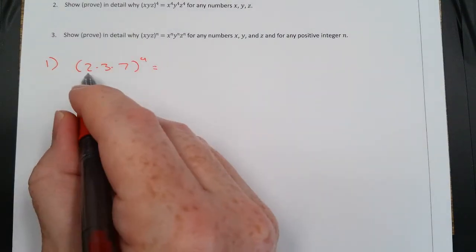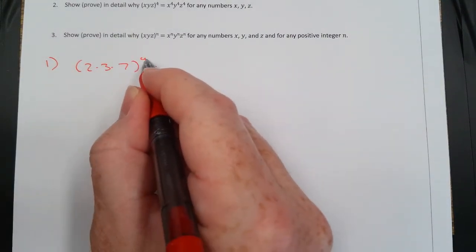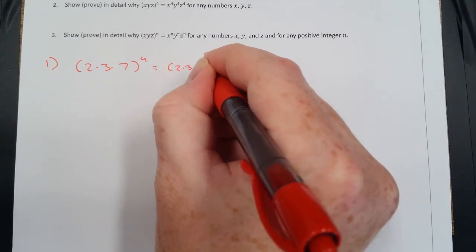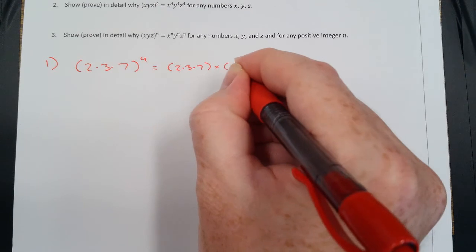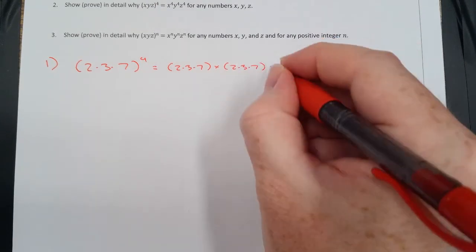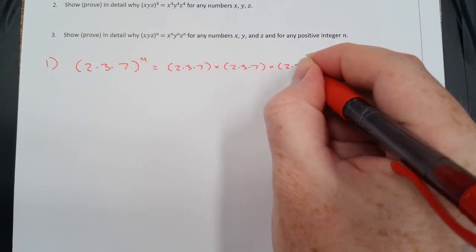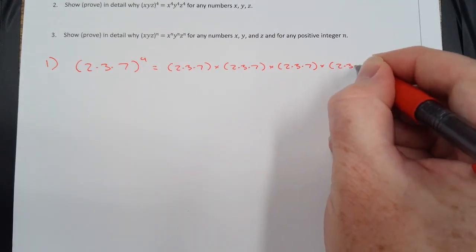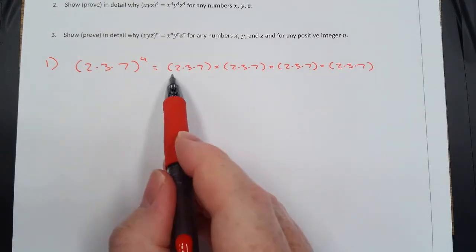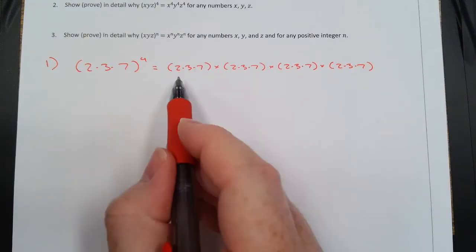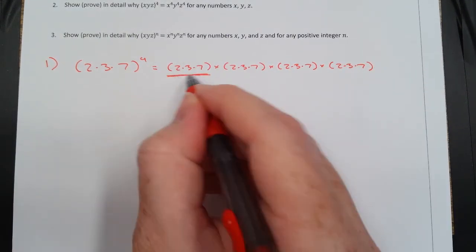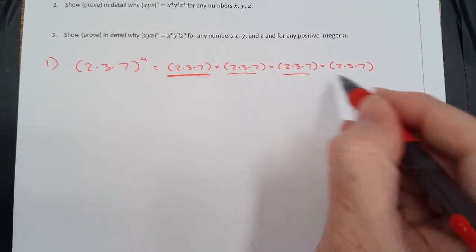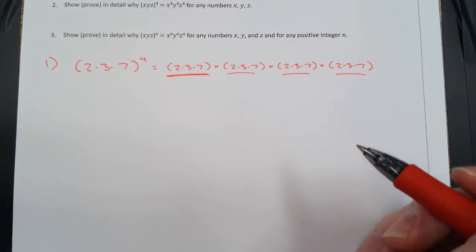So the base is 2 times 3 times 7, and it happens 4 times. So you do 2 times 3 times 7 times 2 times 3 times 7 times 2 times 3 times 7 times 2 times 3 times 7. We have the same base. This is the base, and we see it 1, 2, 3, 4 times.